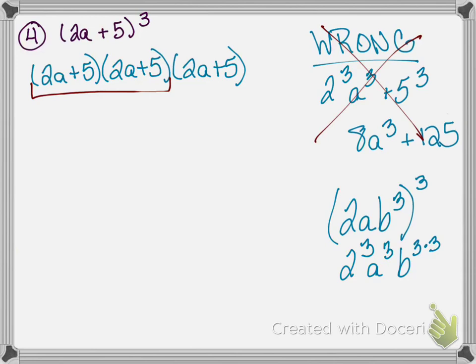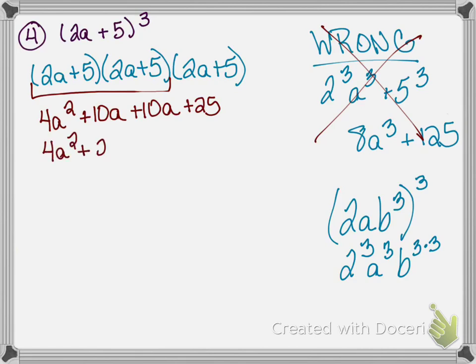So I have 2a times 2a, which is 4a squared. 2a times 5 is 10a. 5 times 2a is 10a. 5 times 5 is 25. Okay? Now that I have this trinomial, I've got to multiply this trinomial times this binomial.